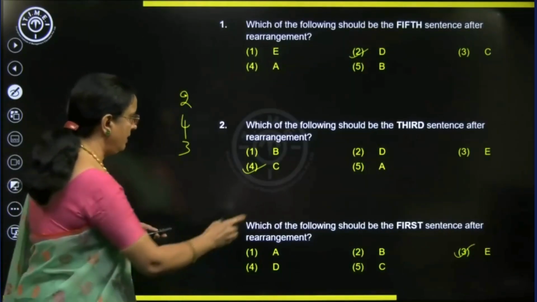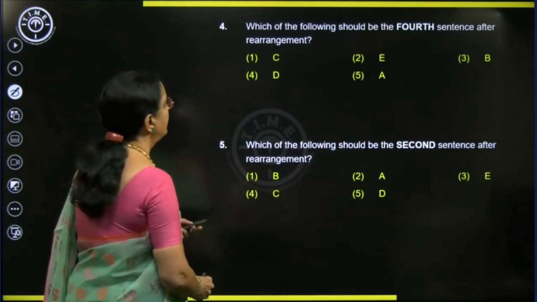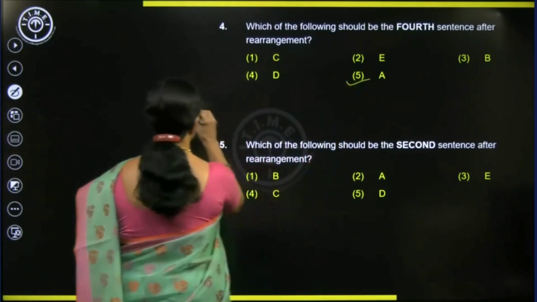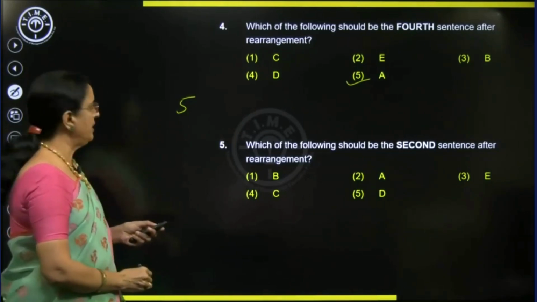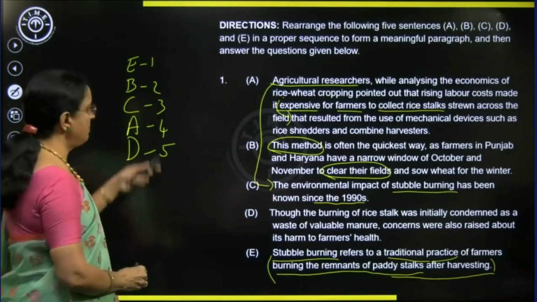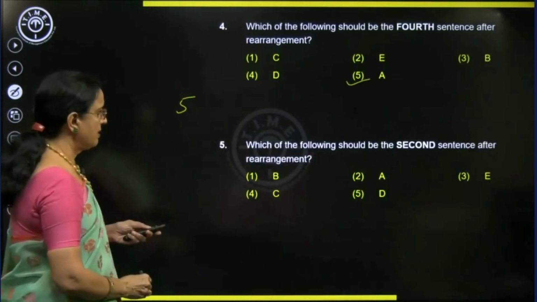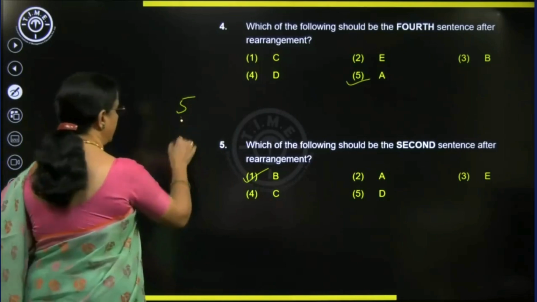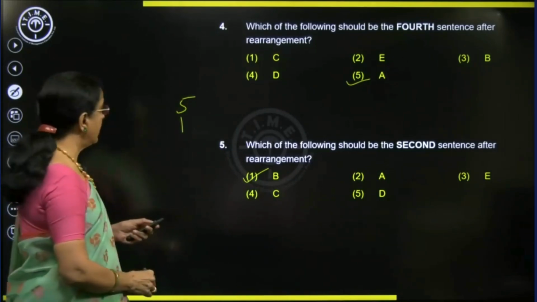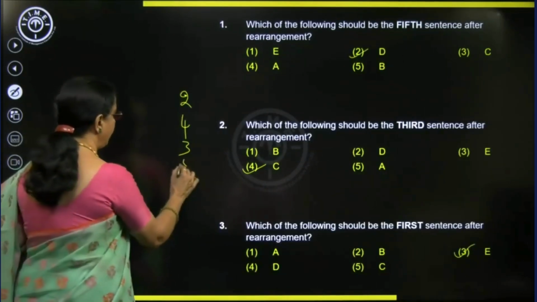Where is 4? Fourth statement A. So, 5 is the answer. Which is the second statement? If you remember, it is B. Or go back. Second statement is B. So, second statement B. 1. So, what are our answers? 2, 4, 3, 5, 1.